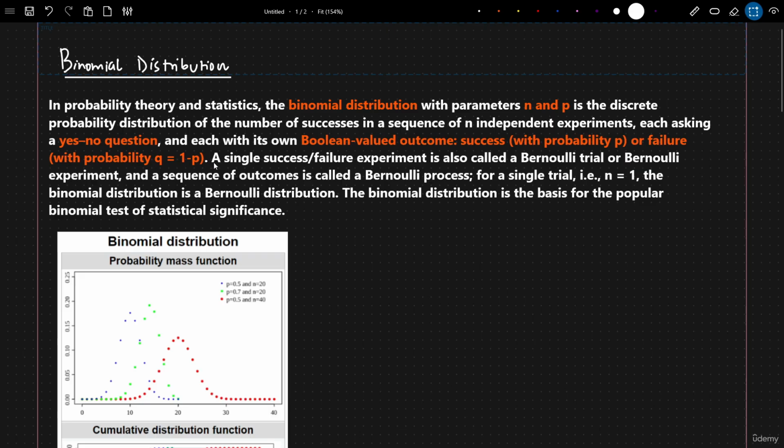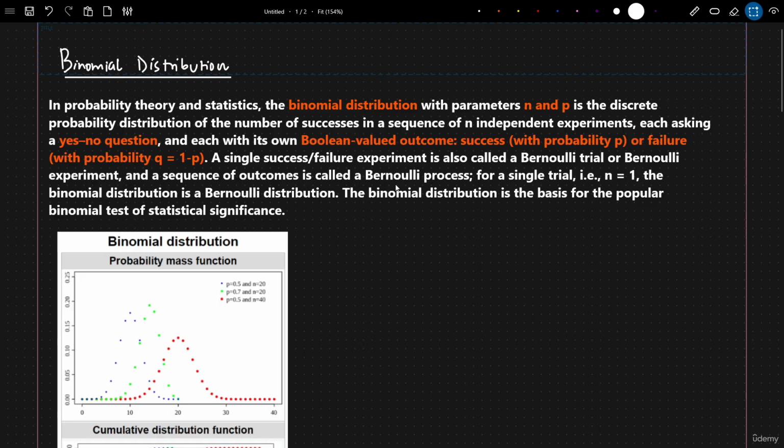Now here you are just seeing that just by the definition. You're saying, hey, it is a sequence of n independent experiments, and for every experiment the outcome is yes or no. The best example will be like tossing a coin 10 times. So in short, if you read more about binomial distribution, a single success or failure experiment is also called a Bernoulli trial or Bernoulli experiment.